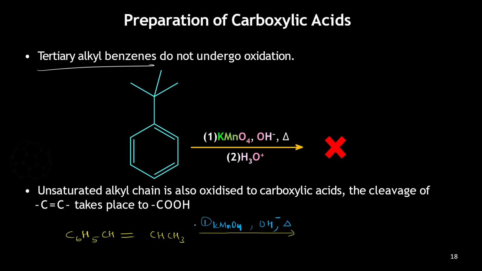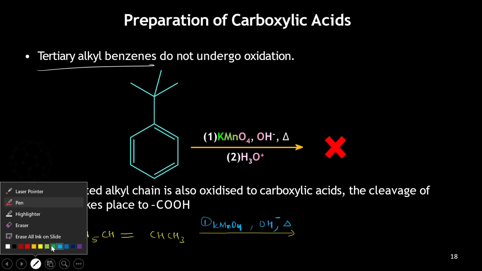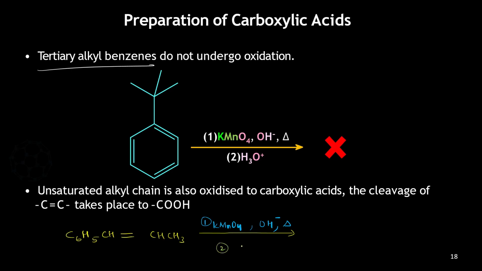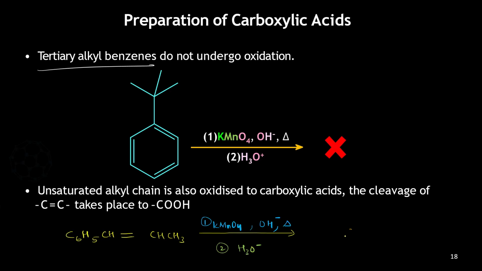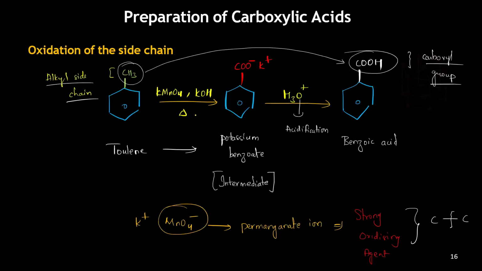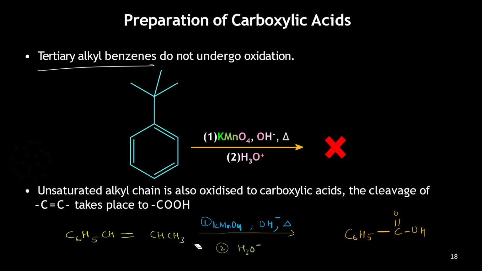Second, what we did was the acidification, right? H3O+. So finally, what happened? It will form the carboxylic acid. If you remember the previous one, first KMnO4, KOH, heating and then H3O+. So it got the carboxylic acid group. The same we are doing here. Okay, so what's happening here?